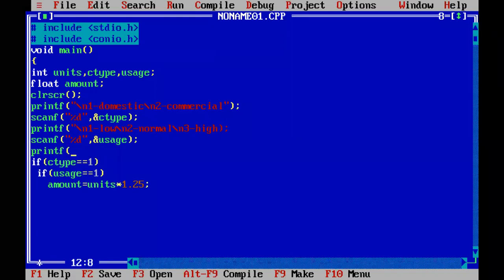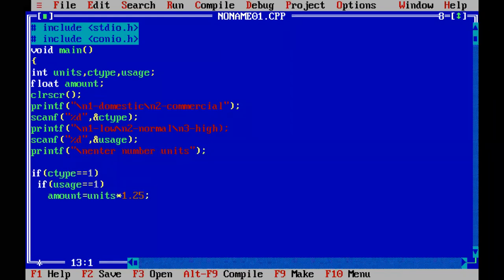Printf \n, enter number of units. Scanf "%d", &units. So if usage is equal to 1, you have to calculate like this.